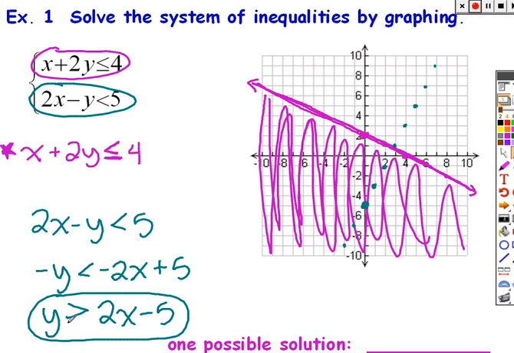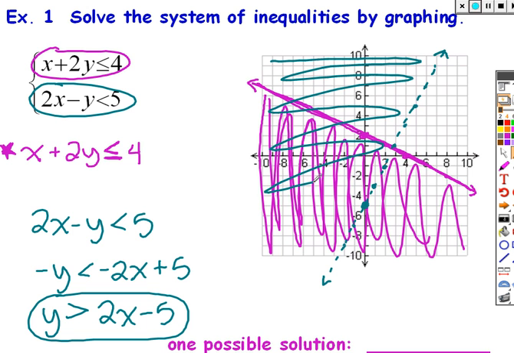Now, notice this is not greater than or equal to. So on those points that I just drew, I do not want to connect them with a solid line. I actually just want to connect this with a dotted line. Any points on this line would be where y equals 2x minus 5, and I don't want that. I only want values where y is greater than 2x minus 5. So if I want anything that's greater, I would shade above.